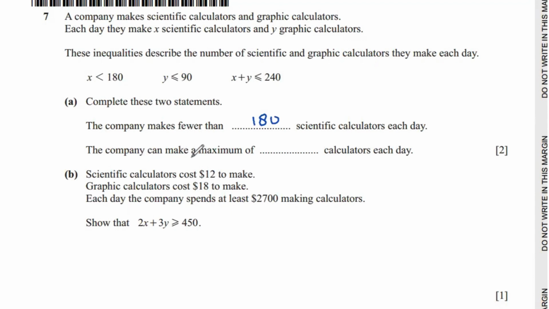and the company can make a maximum of 240 calculators each day, because this is the sum. And this is just for scientific, and this is just for graphic. Then scientific calculators cost $12 to make. Graphic calculators cost $18 to make.